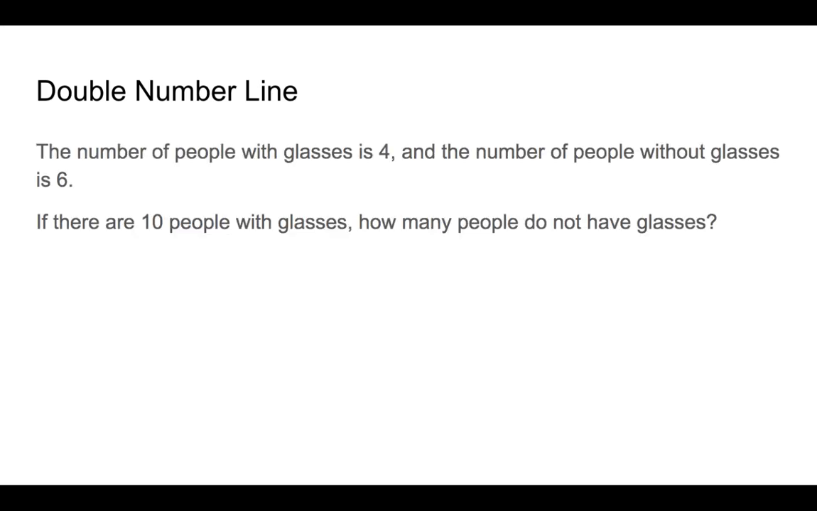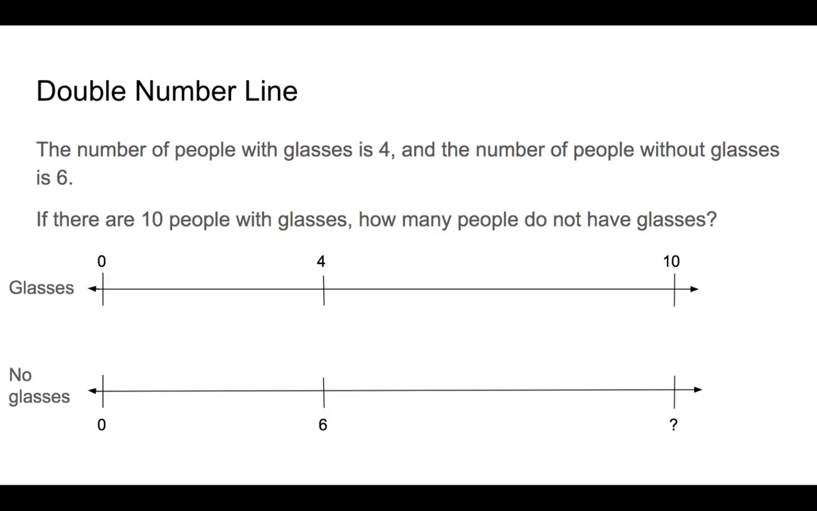Our question is, the number of people with glasses is 4, and the number of people without glasses is 6. If there are 10 people with glasses, how many people do not have glasses? Since we're using a double number line, we'll have two number lines. The top number line will be the people with glasses, and the bottom number line will be the people without glasses. And what we know about the ratio is the number of people with glasses is 4, and the number of people without glasses is 6.